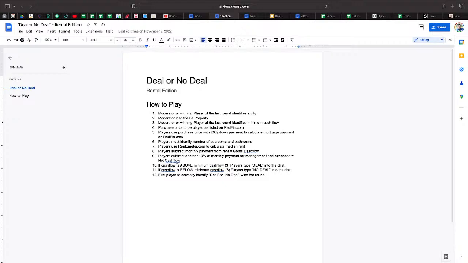So we're going to be calculating the rent, the gross cash flow, the net cash flow, and if the cash flow is above the minimum cash flow. For example, if the last player says, okay, next round it's going to be $100 cash flow that we're looking for, and you calculate the cash flow based on those two calculations, so the gross rent, which is the Zestimate, and subtracting another 10% of your monthly payment for management and expenses, if that number is higher than $100, or whatever the previous player said the cash flow was, then it's a deal. If it's lower than $100, then it's no deal.